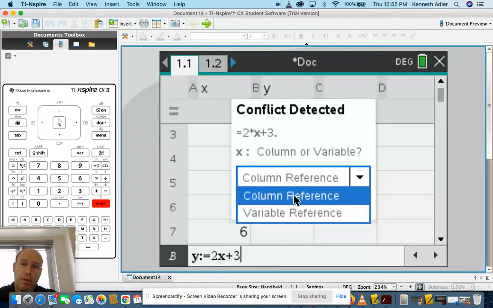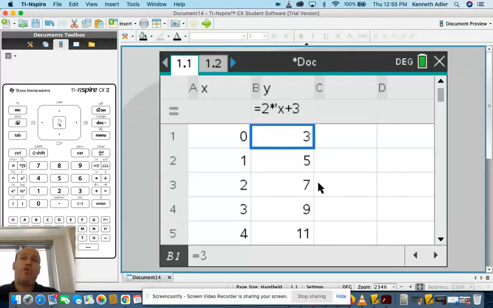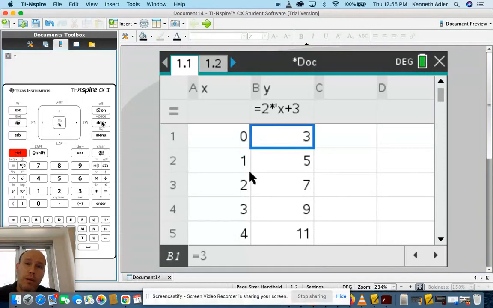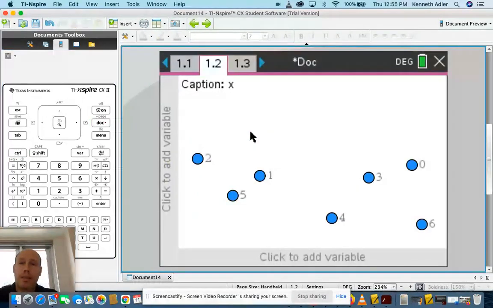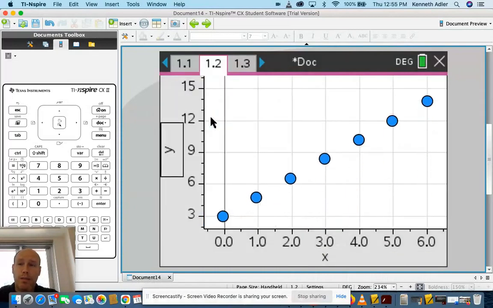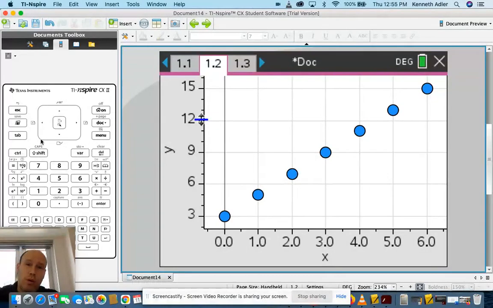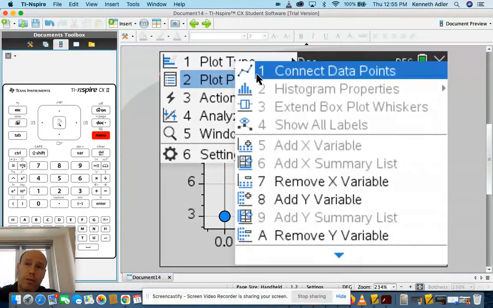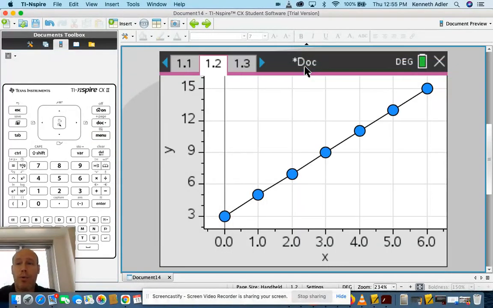And so when we had all these points, these coordinates, we were able to plot them. So let's go to control doc. Let's add data and statistics. And let's add the x to the x-axis, and add the y to the y-axis. And then we noticed that these points made a nice line, and we went to menu, plot properties, and we connected the data points.